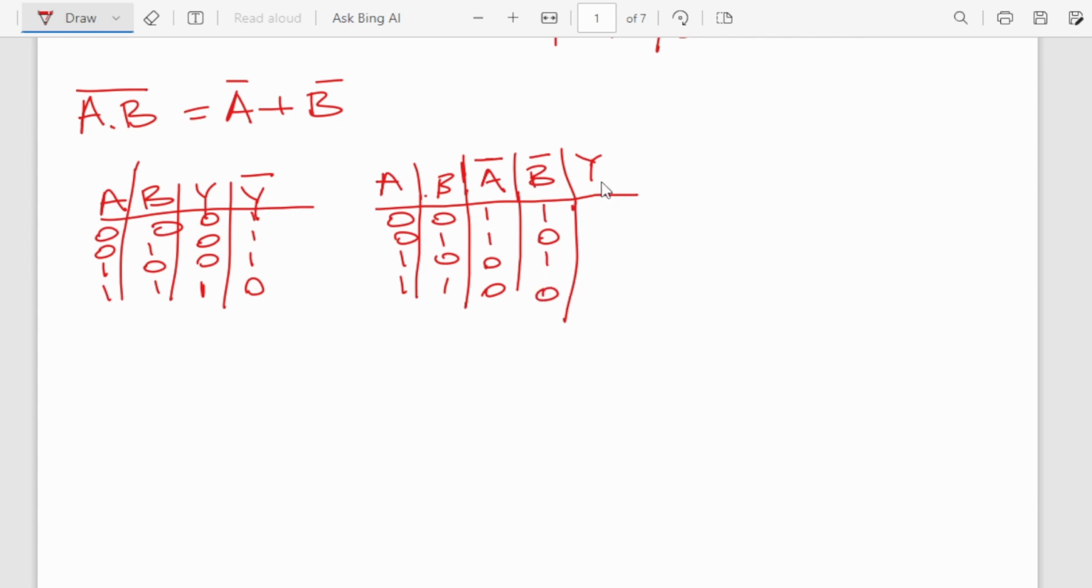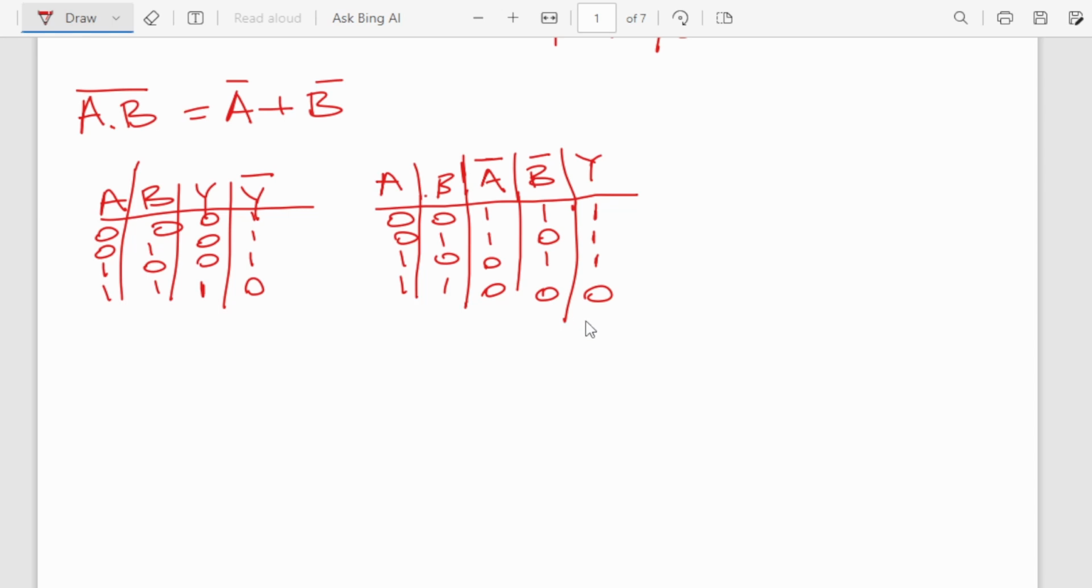And now for the logic here, the logic says it's either or. So we are doing or between A and B. So that means anytime we have a 1, our output will be high. So do we have a 1 here? Yes, high output. Do we have a 1 here? Yes, high output. Do we have a 1 here? Yes, high output. Do we have a 1 here? No, we don't. Low output.